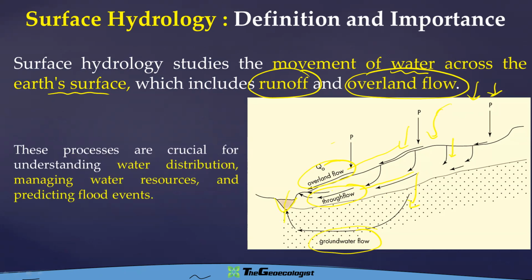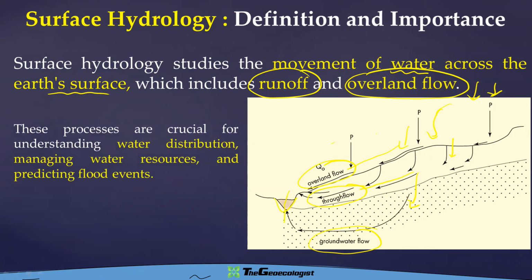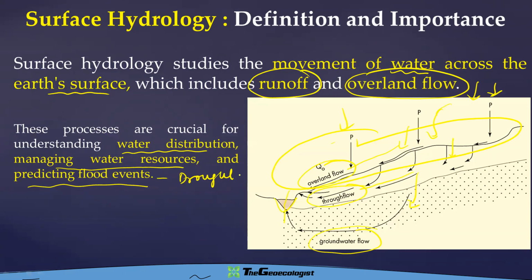Now, what is the important thing here? Today we are going to discuss only the surface aspect, the top aspect. These processes are very crucial for understanding water distribution, which is of great importance in today's world. As you see, drought conditions across the world, heat waves across the world. So water distribution is very important, managing water resources is very important, and predicting flood events is very important. And not just flood events, but flood and drought go hand in hand. So if you want to understand floods, droughts, problems of regional hydrology, surface hydrology and subsurface hydrology are both important. In today's video, we are here in surface hydrology. In the next video, we'll be talking about the subsurface hydrology.